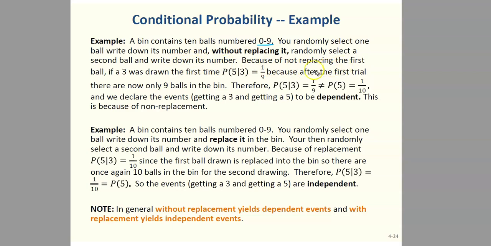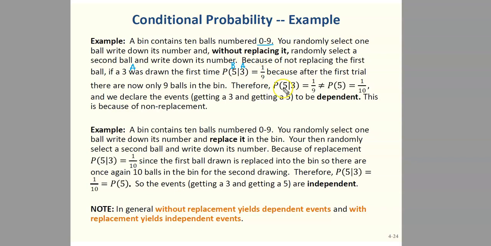Now because of not replacing the first ball, if a 3 is drawn the first time, think of that as being like event A, then the probability of getting a 5 in the second trial, given that a 3 was already drawn, is going to be 1/9, right? Because a 3 is no longer in the bin. Now think of the 5 as being like the event B, and the 3 is like being the event A.